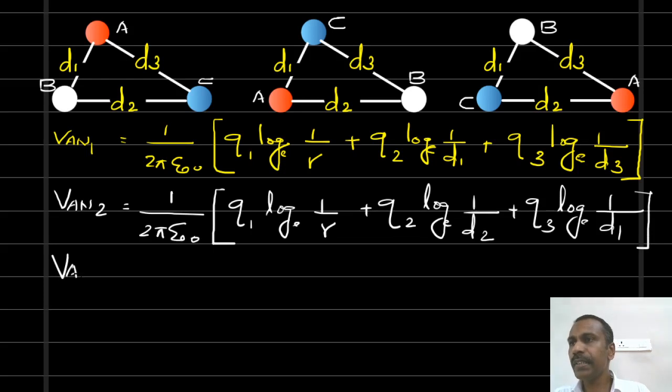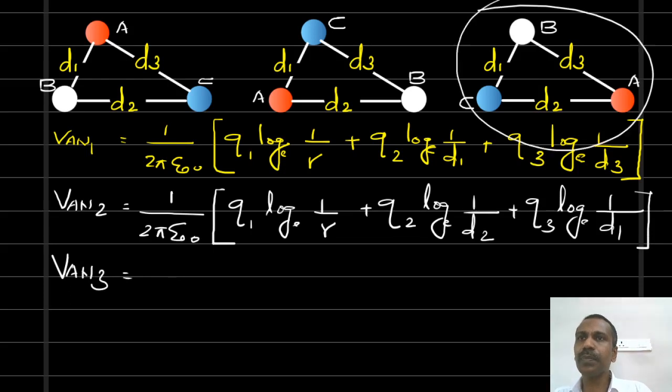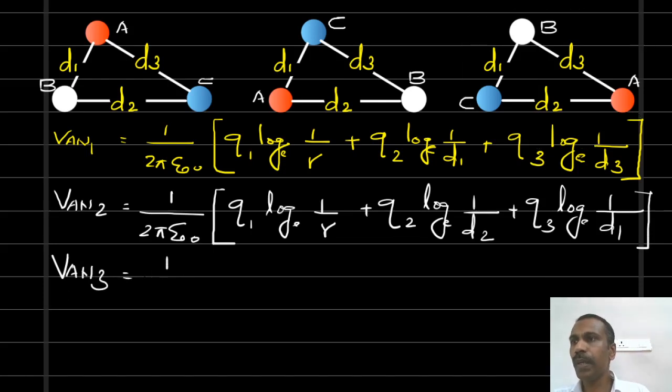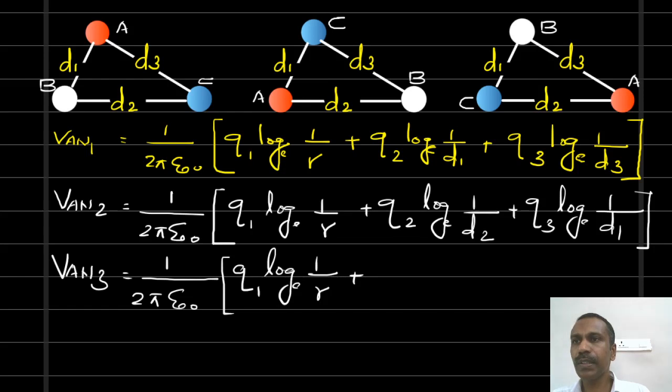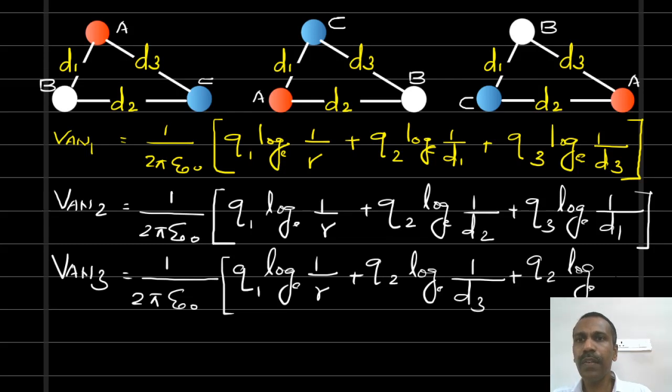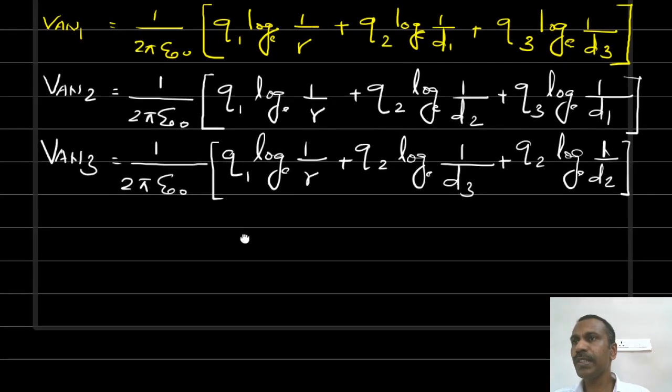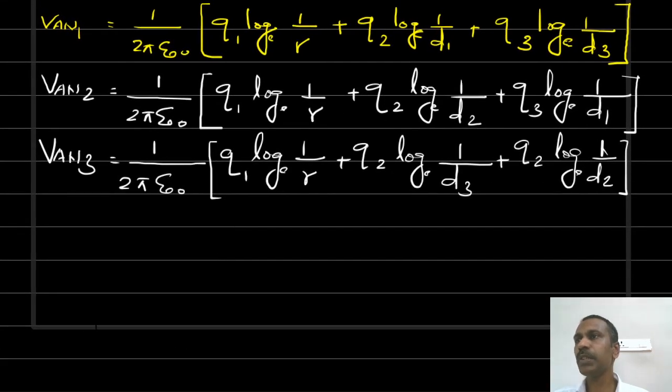Similarly, what is VA-N3? It is the potential of the first phase at the third position. It is 1 by 2 pi epsilon 0 into Q1 log 1 by R plus Q2 log D2 becomes D3 plus Q3 log D1 becomes D2. So these are the three potentials at the three different positions.